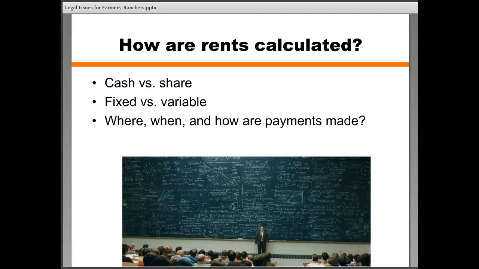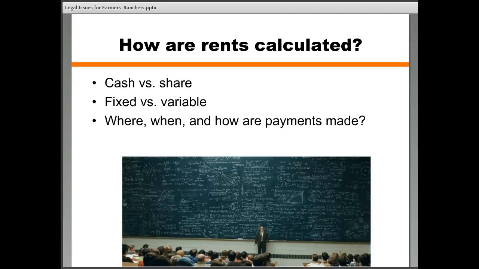When am I supposed to deliver that commodity? Or when am I supposed to make that payment? Am I paying in arrears, which means I've incurred one lease period and then I'm paying? Or am I paying in advance, where I pay at the beginning of the lease term? How are the payments supposed to be made?